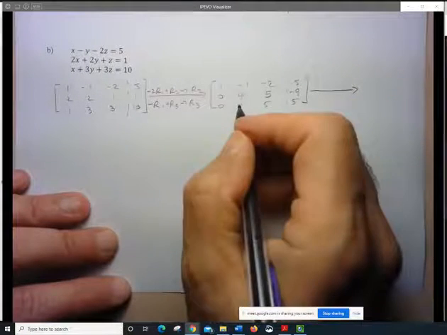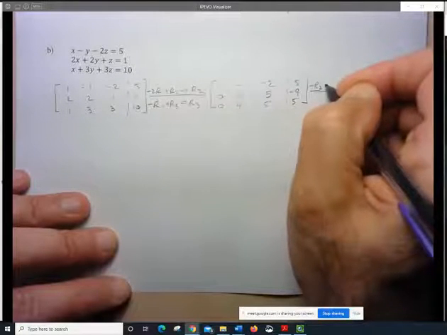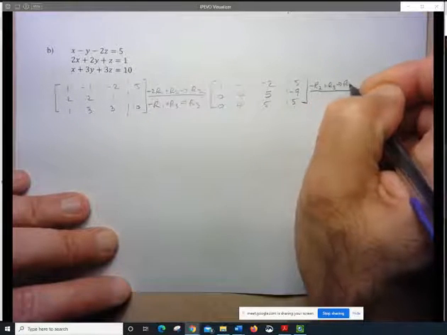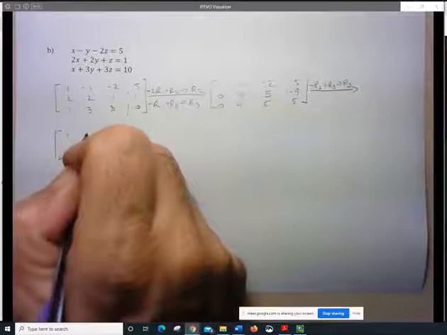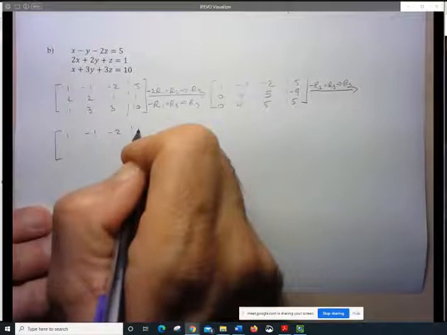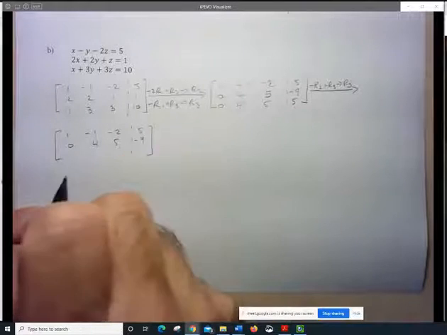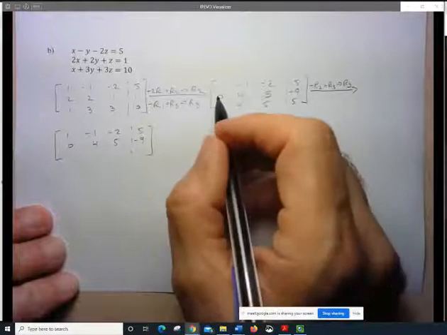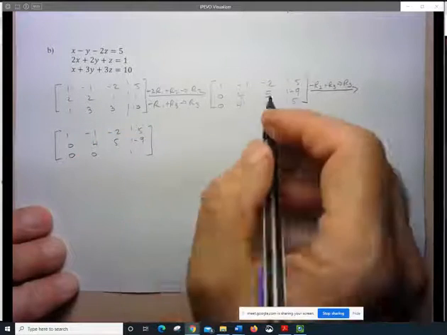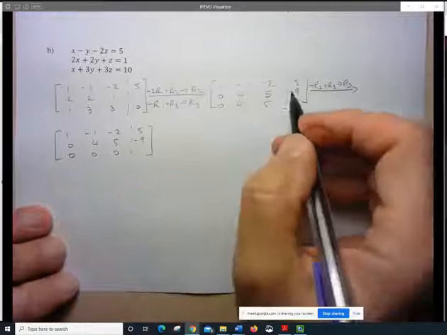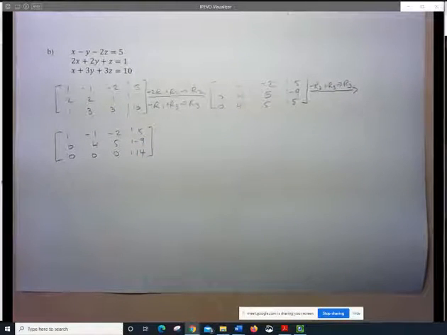Next step is to eliminate this value here. So I'm going to do negative R2 plus R3 and replace R3. And let's see what that gives us. Row 1 doesn't change: 1, negative 2, 5. Then 0, 4, 5, negative 9. Negative 0 plus 0, still 0. Negative 4 plus 4, 0. Negative 5 plus 5, 0. 9 plus 5, 14. And what's the issue?